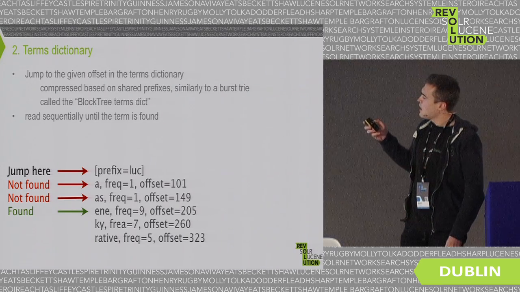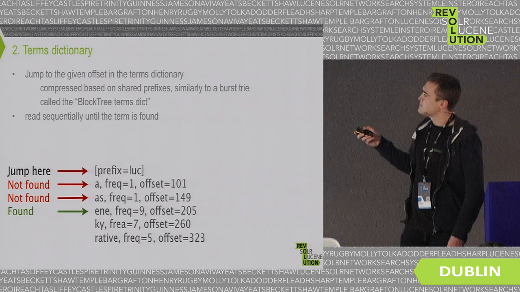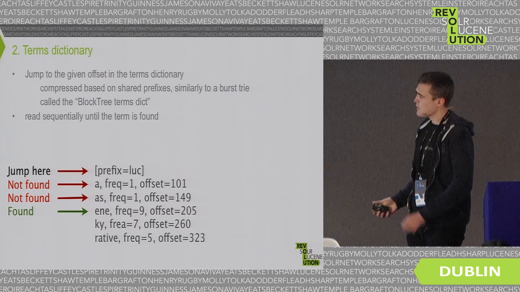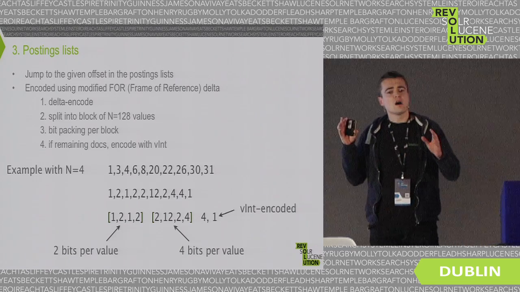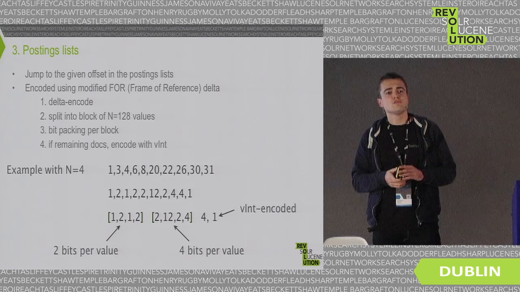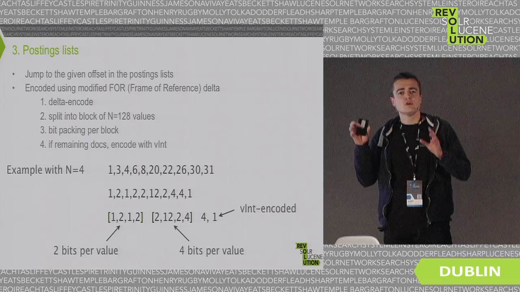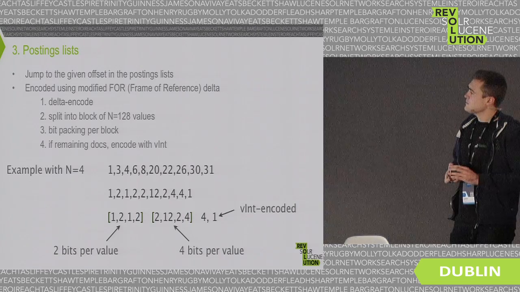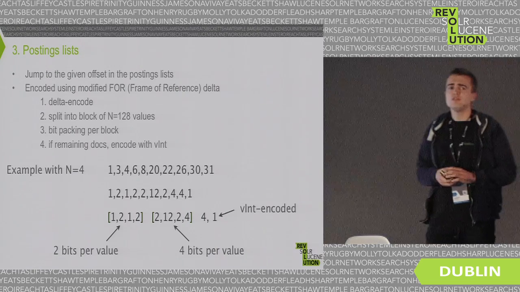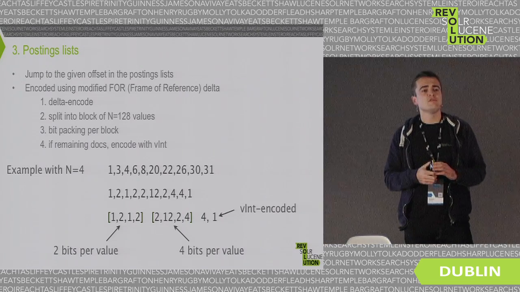So now, let's go to the posting list file. So here are posting lists. Basically, posting lists are a sorted set of document IDs which identify the doc IDs that contain this term. The way they are encoded is that Lucene is using a modified version of P4 delta encoding.